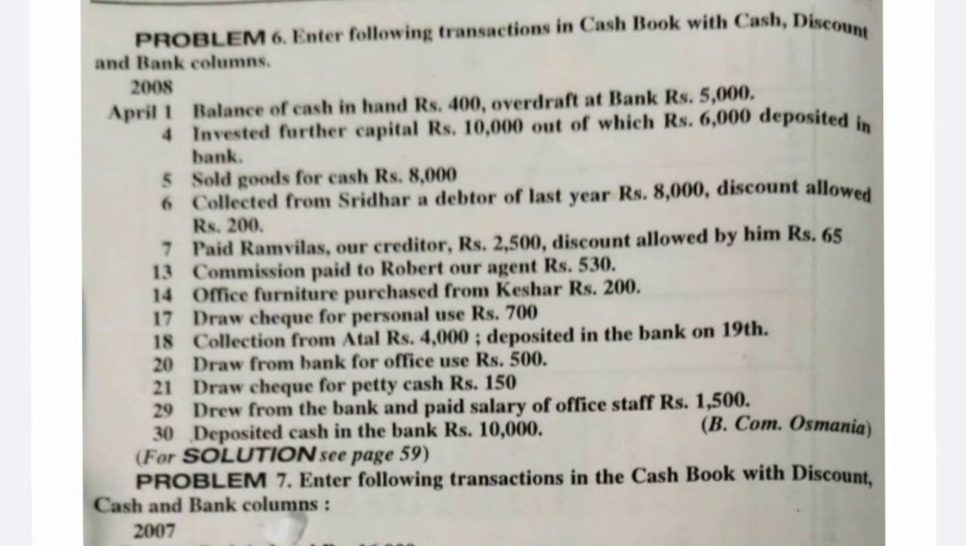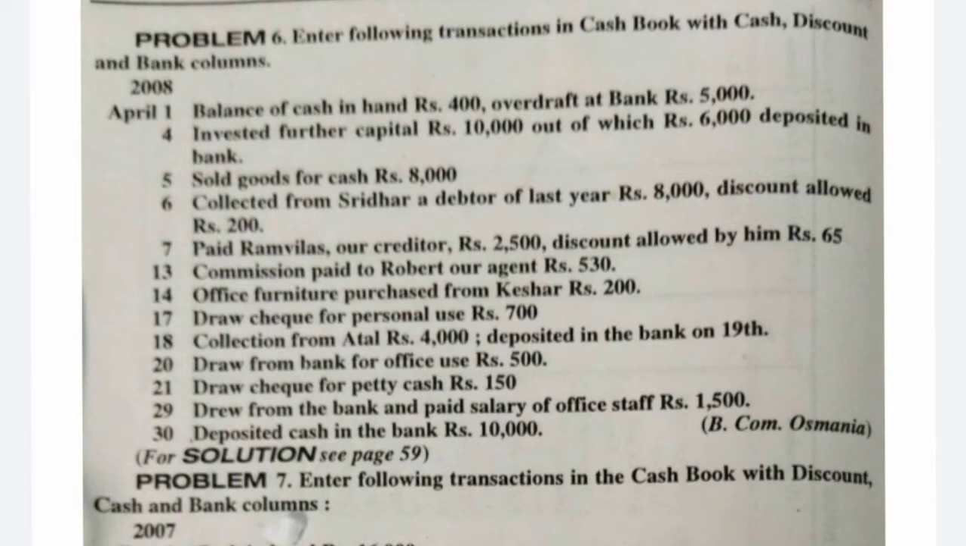Okay, next one, draw check for personal use, that is drawings. So drawings account debit to bank account. Bank is on the credit side, so credit the bank by drawings account 700 in the bank column on the credit side of the cash book.